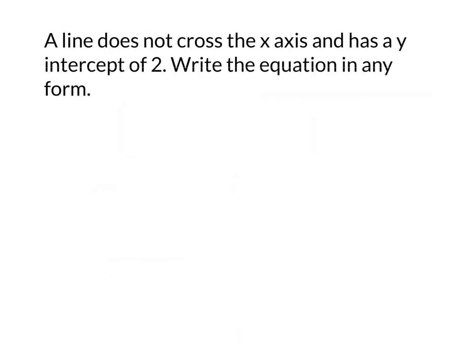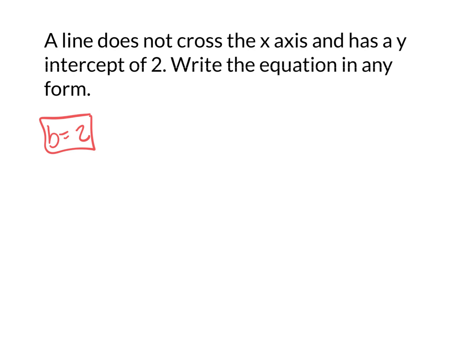So on this problem, it says a line does not cross the x-axis. That's interesting. What the heck does that look like? And it has a y-intercept of 2. Write the equation in any form. So they don't give us a slope. They don't give us a point. They give us a y-intercept, right? They give us a b value. The b value is 2. But they don't give us a slope.